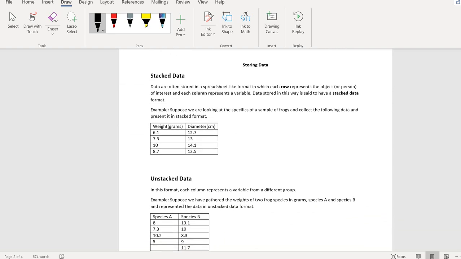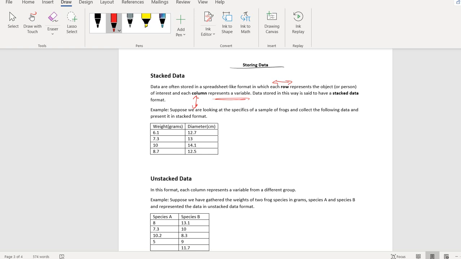Okay. The next objective we're going to talk about is how we store our data. Now, we're going to have 2 different options for storing our data. One option is going to be stacked data. We can tell that data is stacked because each row is going to describe a single person or object, and each column represents a variable. So remember, columns go up and down, rows go left to right. The way I remember that is that columns are the things that keep buildings up.